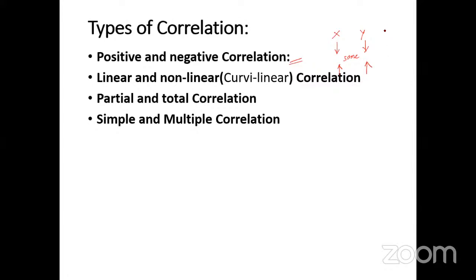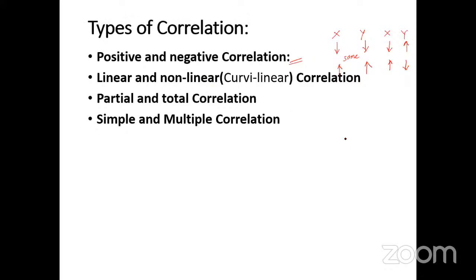But let us consider x and y where x is decreasing and y is increasing, or vice versa. If x is increasing and y is decreasing, then it is called negative correlation between the two variables.